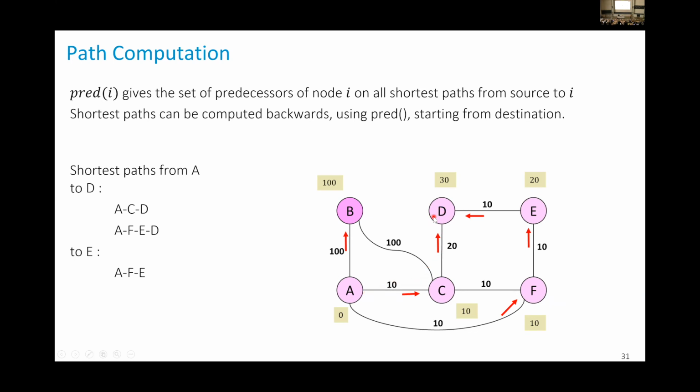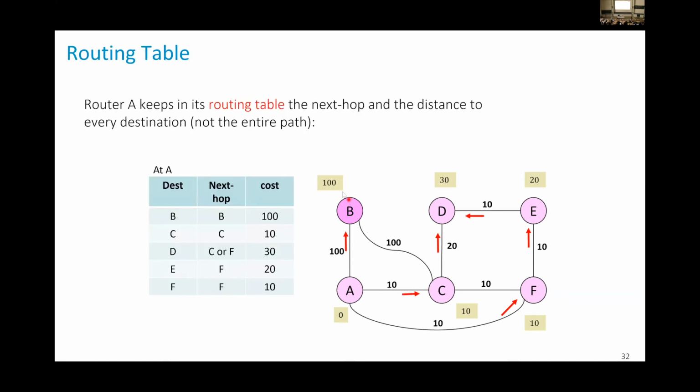How do we know this? Well, we go backwards from D, following the arrows in the reverse direction. We know that there are two paths, and then we just collect what we do at A. So at the end of this, the only thing we distill from this algorithm is that at A, in order to go to D, the next hop is C or F. That's all that we will remember from all those results.